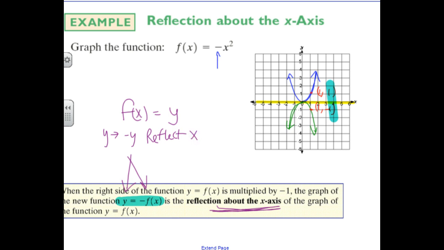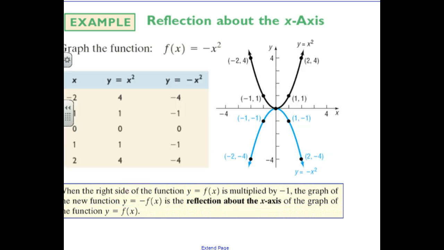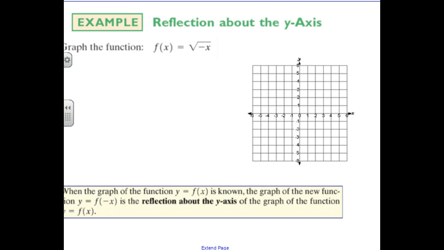Guess what? If you replace x with negative x, then it's going to reflect about what? Yep, you guessed it. It's y. It's opposite of what you think. So I would have that in my notes. So there's the function we just talked about.